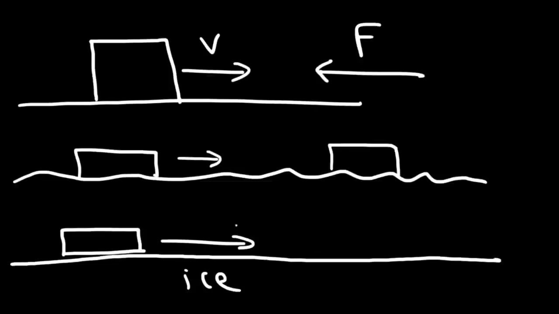And so if you can reduce friction, the object will travel for a very long time. And if you can completely eliminate friction, then by Newton's first law of motion, it should continue forever. So an object in motion will continue in motion unless acted on by a force. Now let's talk about Newton's second law.